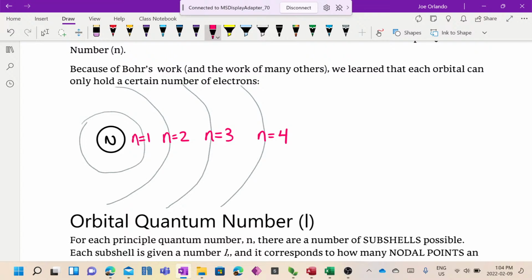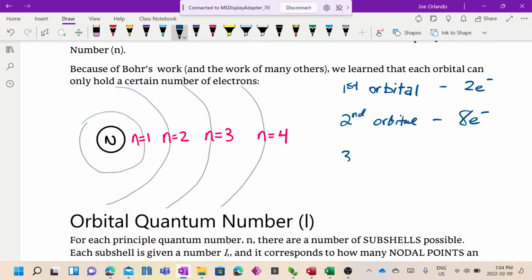So we have different orbitals. Remind me, the first orbital, how many electrons did we say it can hold? What about the second orbital? Okay. And the third? Okay. So we're going to talk about that. And then we go from there, right? We'll get there.